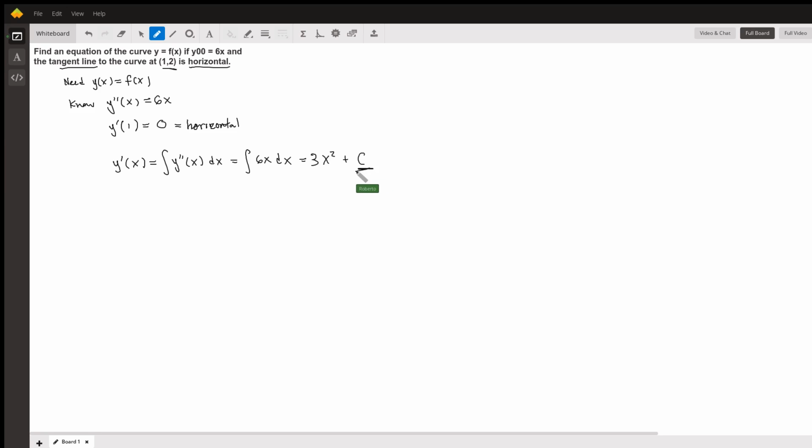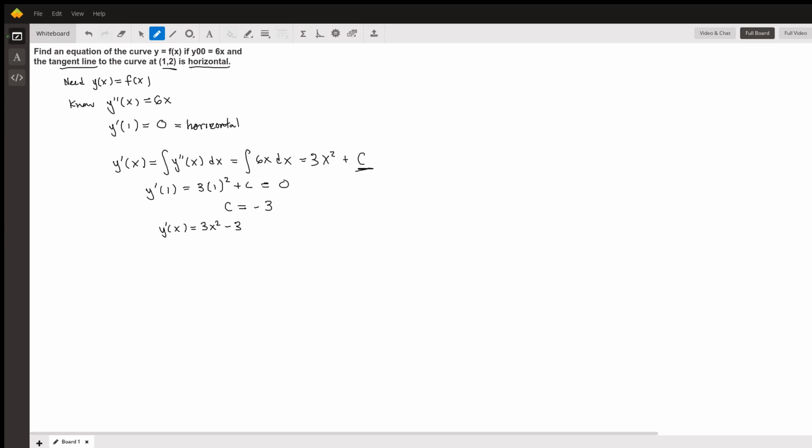And then how do we find the constant? Well, we know that the first derivative at 1 has to be 0. So if we plug in 1, that's going to give us 0. This is just 3, so c has to be minus 3. So then we have y prime of x is 3x squared minus 3.